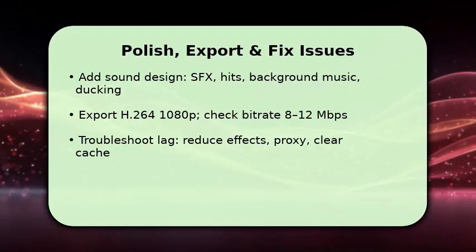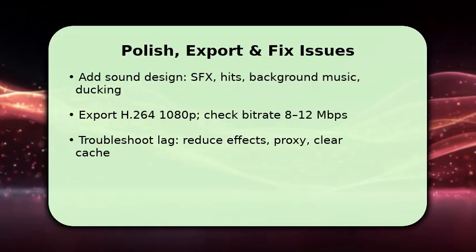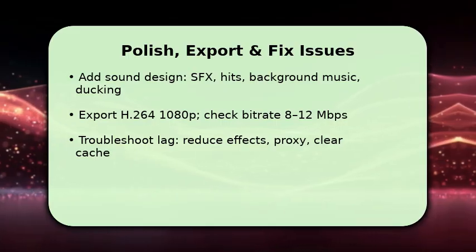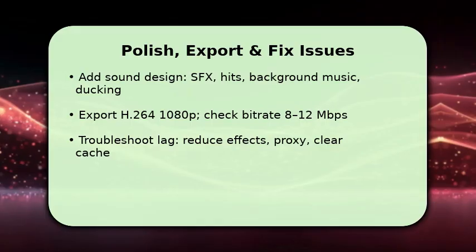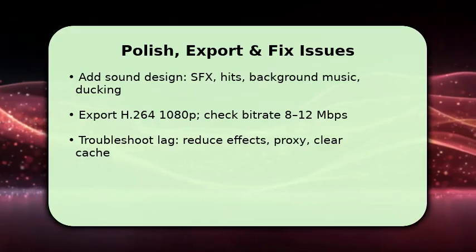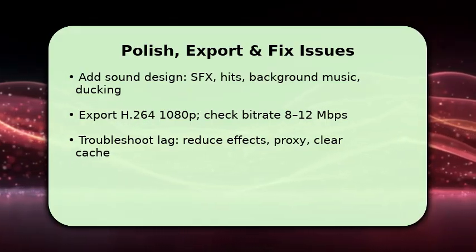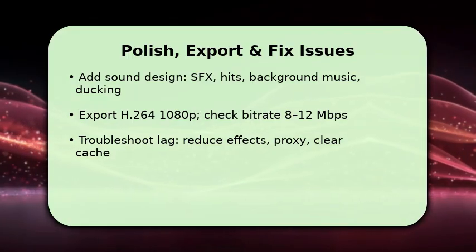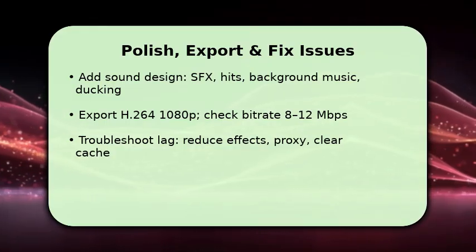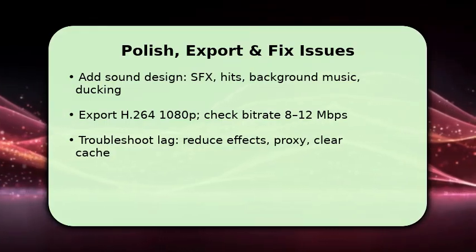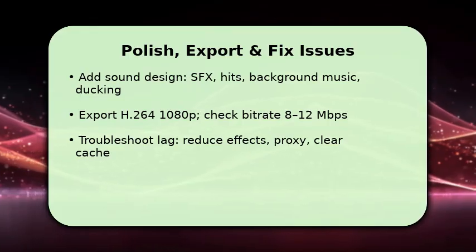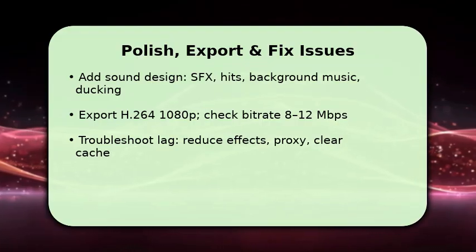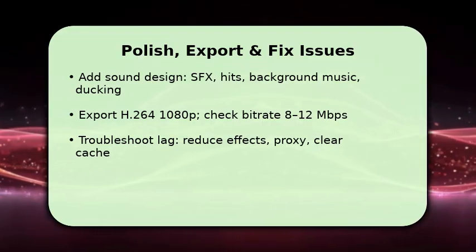You should add impact SFX and background music, then duck the music under important SFX or dialogue so key sounds punch through. Once mixed, export using H.264 at 1080p and choose 8 to 12 Mbps for a good balance of quality and file size. If you encounter lag or stuttering, reduce heavy effects, use a lower resolution proxy while editing, and clear Alight Motion cache. That usually resolves performance problems and keeps your workflow smooth.